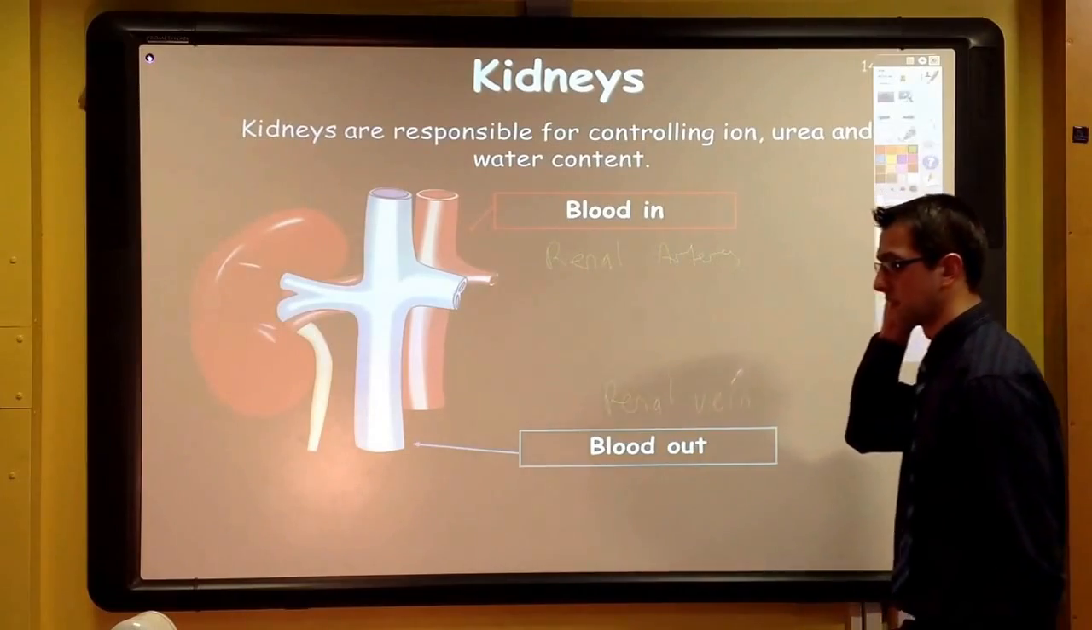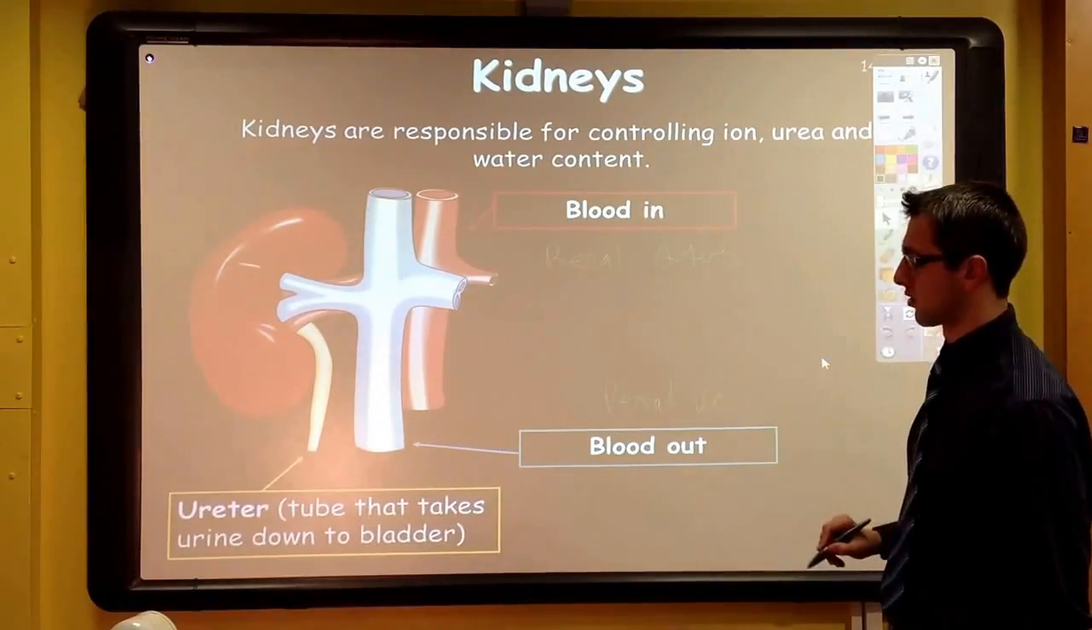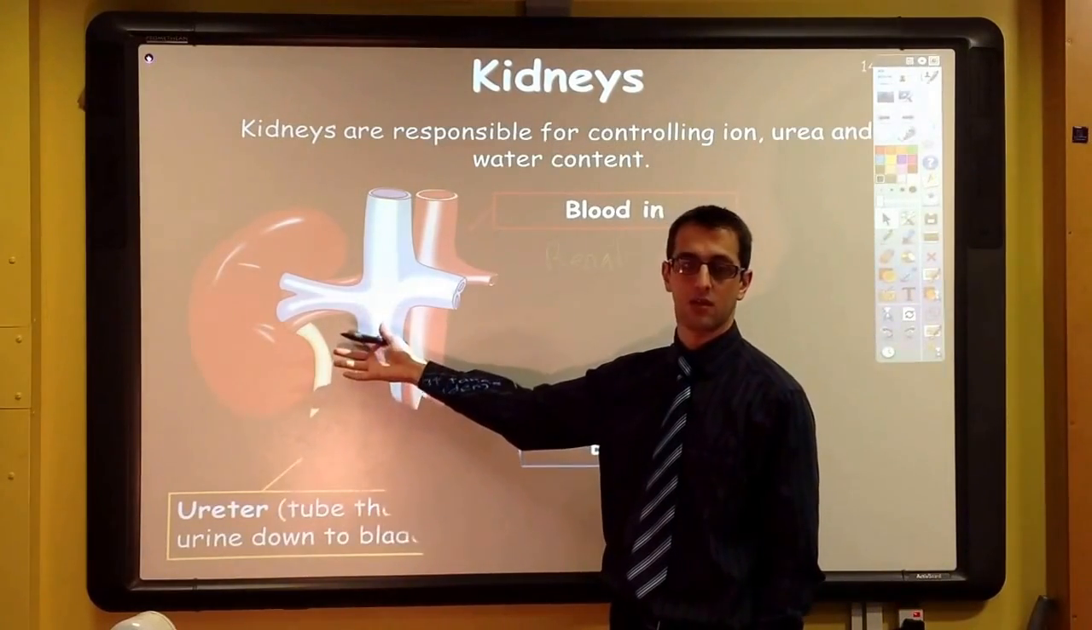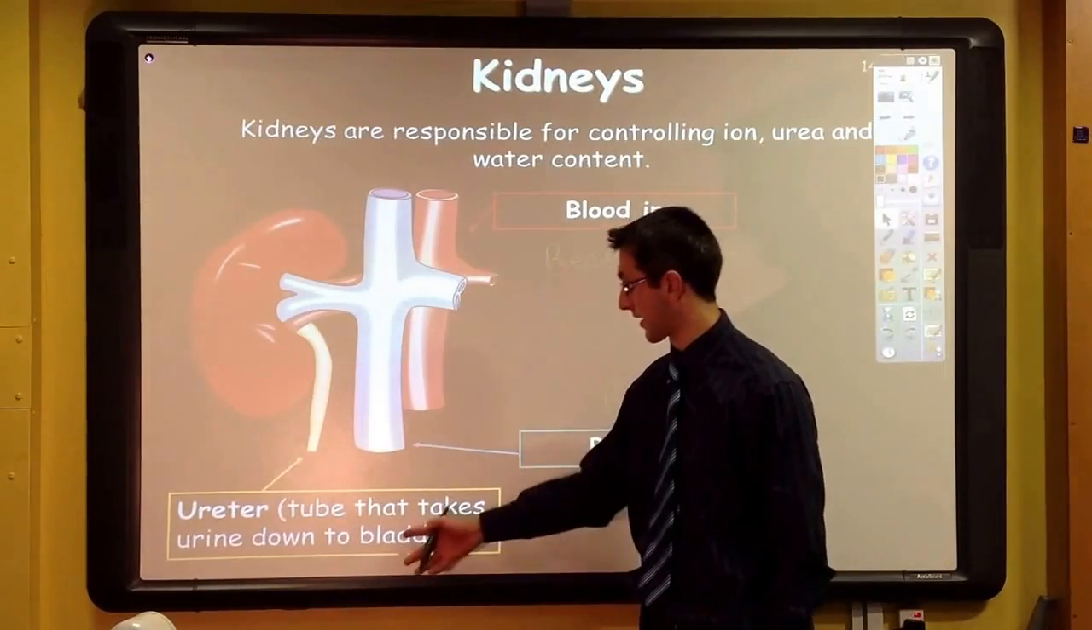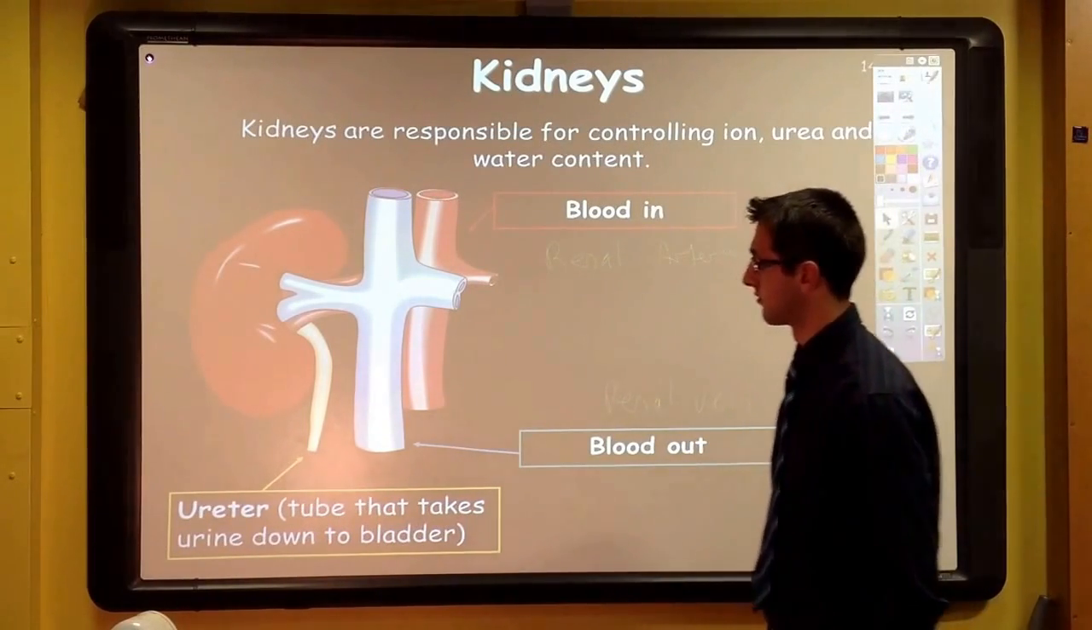Renal meaning kidney. But also there is a 3rd tube called the ureter, and this is where the products of the kidney and its functions would be lost out, and that connects, as you can see, to the bladder, where the urine would be taken for storage.